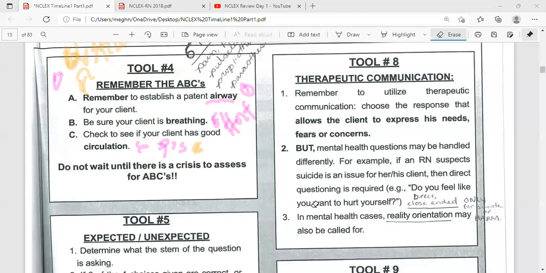You can ask the question: have you taken any steps for suicide? Or do you feel like you want to hurt yourself? If the answer is yes, it means there is danger and the patient needs extra care. In mental health cases, reality orientation may also be called for. When you deal with a mental health patient, it is good not to get into an argument or debate with them.